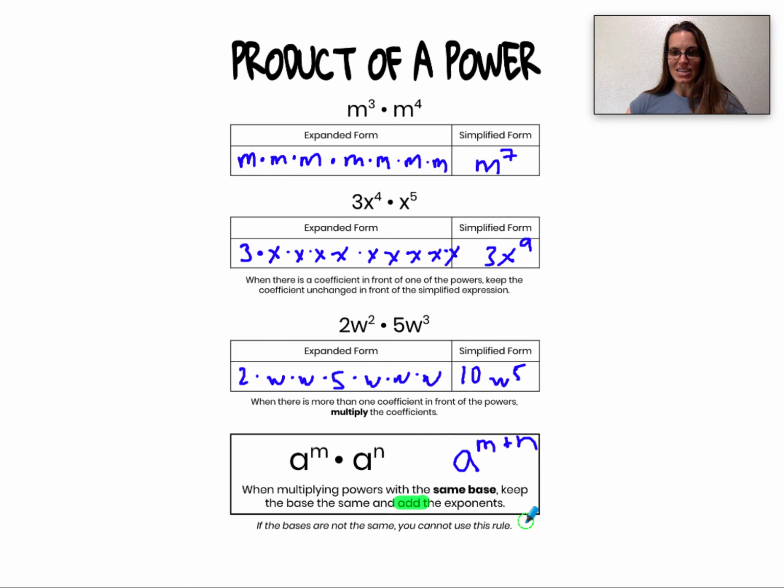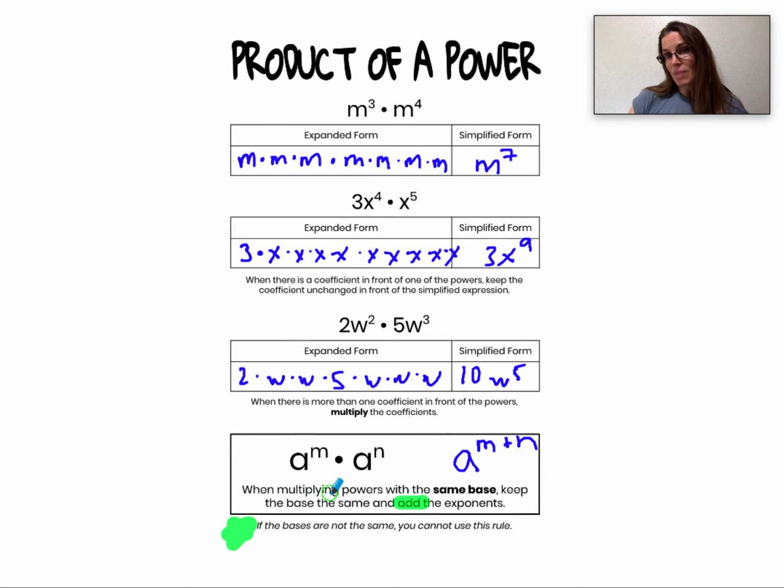We add the exponents. Really important that you know that if the bases are not the same, you cannot use this rule. So if we had m to the 3rd times n to the 4th, or 3x to the 4th times y to the 5th, we couldn't use this rule. So this rule of adding the exponents only works when our bases are the same.